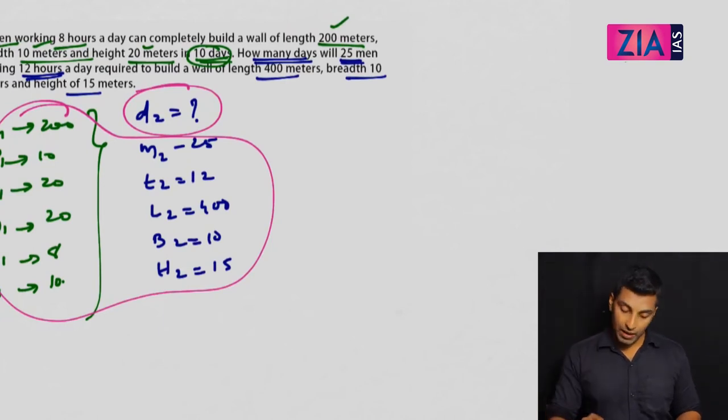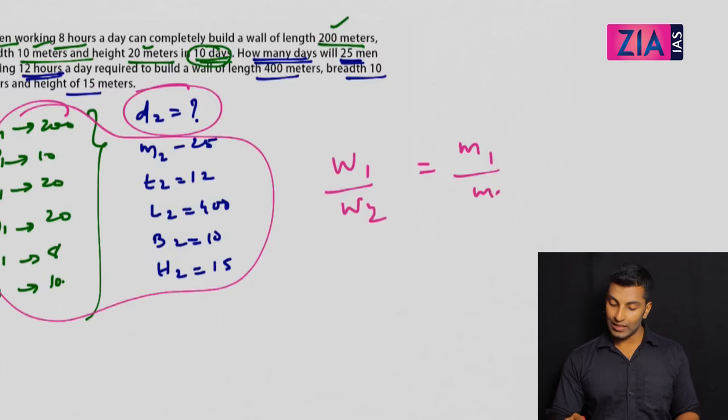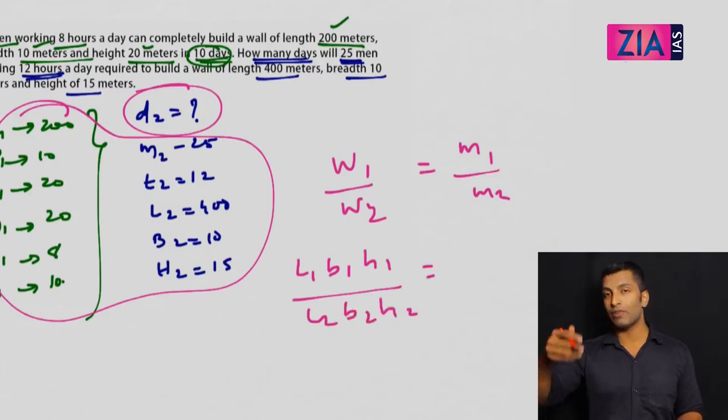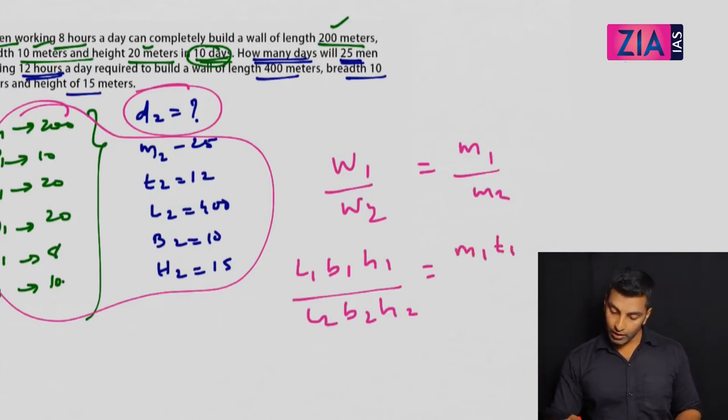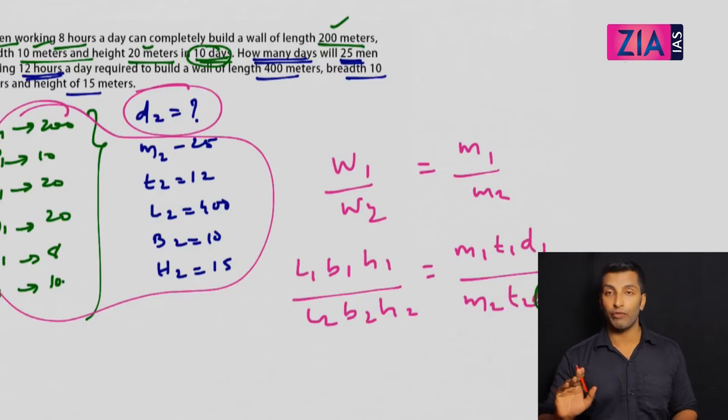So how to remember? Work 1 by work 2 is equal to the men concept. You can just remember M1 by M2. But when I say work, it involves L1 B1 H1 by L2 B2 H2. When I say men, that involves time, days and men also. So M1 T1 D1 divided by M2 T2 D2. The unknown is this, so you can cross multiply and get the answer.